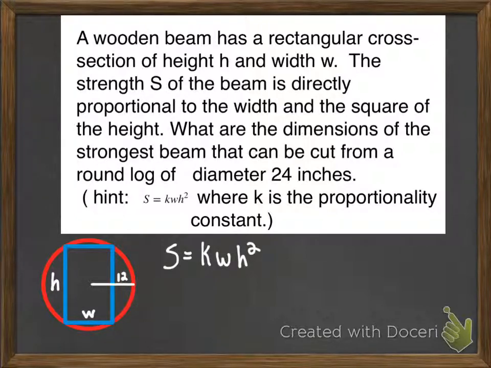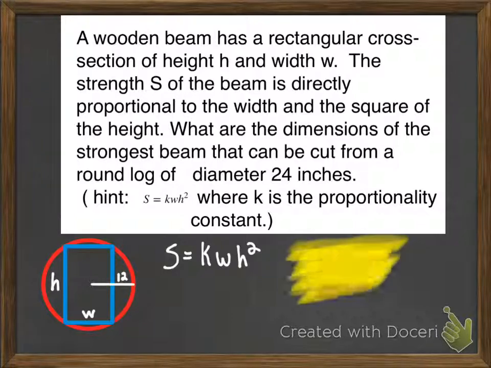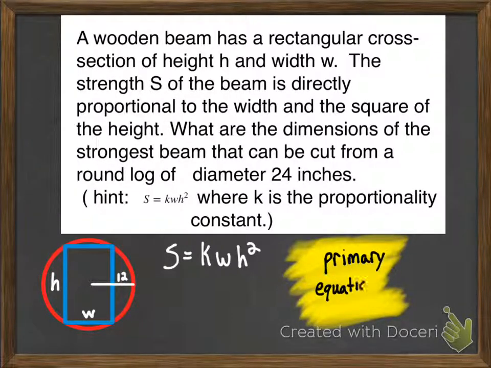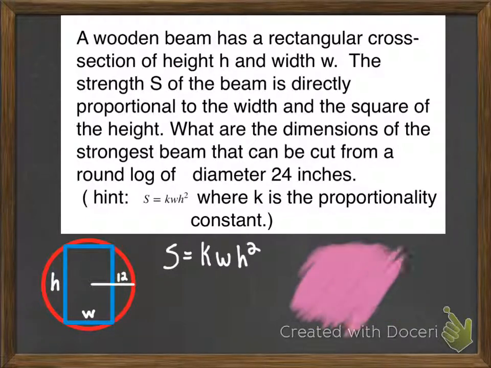And now we can again write our relationship down. S equals kWh squared. That's called our primary equation. But hold on though, as we look at that equation, you'll see that we have two variables. So we need to find some way to get that down to one variable.